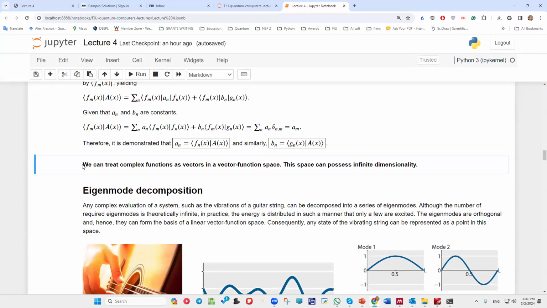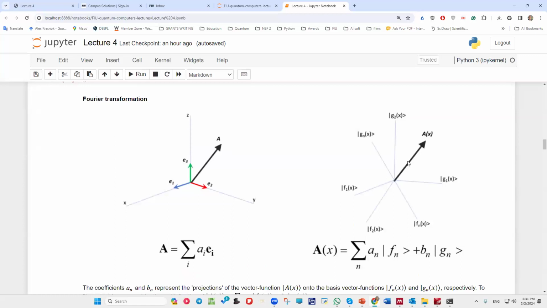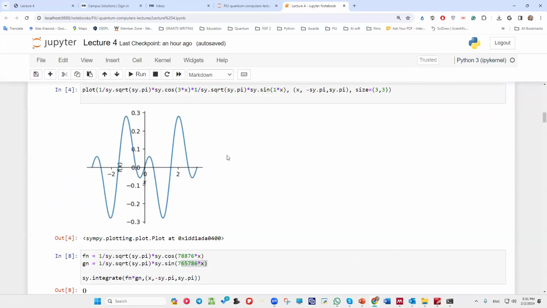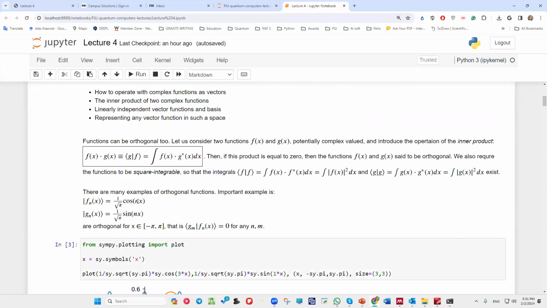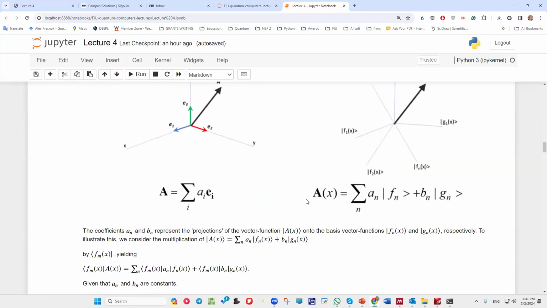The main conclusion from this part is that we can treat complex functions as vectors in a vector function space, and this space, of course, can be of infinite dimensionality, because as we discussed, this coefficient n can be any integer number. It can be 1,000, billion, and so on. So theoretically, this series is infinite. It contains an infinite number of terms.